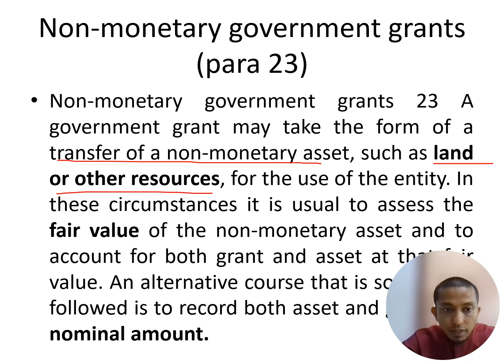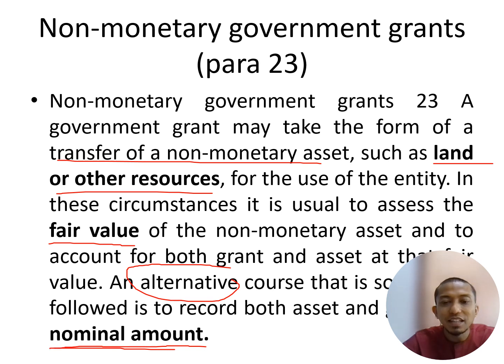Okay, in these circumstances, fair value is usually used. Normally we use fair value because that is the current value or the market value that we can get, to account for both the grant and that fair value. Alternatively, you can also use a nominal amount. What is a nominal amount? It is the cost that you incurred to acquire that asset.